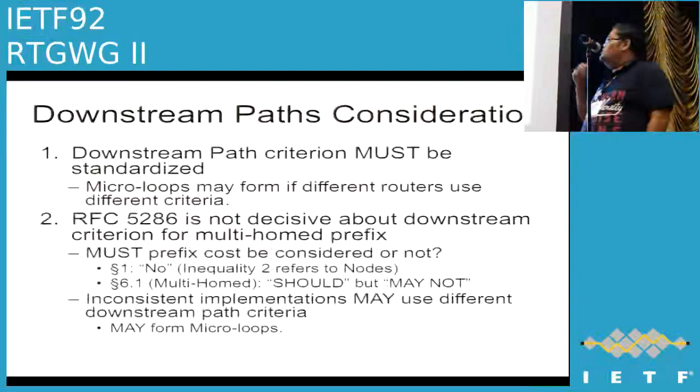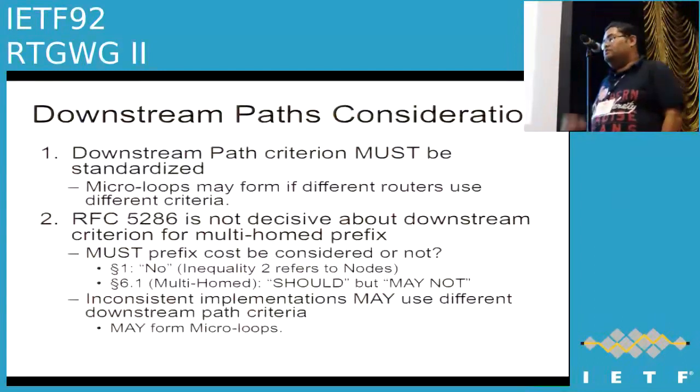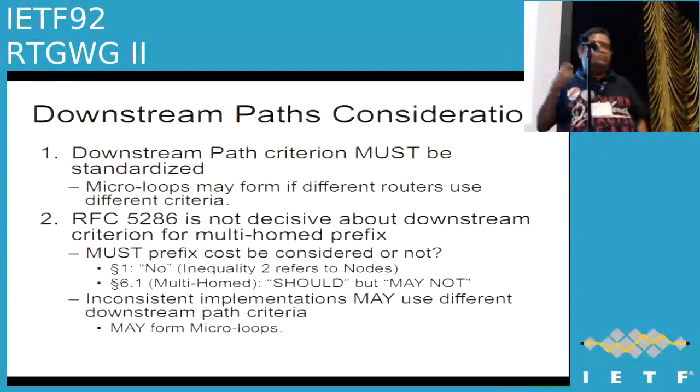Before I proceed to the update, there's a lot of text in this slide, but the gist is for the downstream path case. For the simple prefix, which is not the multi-home prefix, a single-homed prefix, RFC 5286 section 1 says you can have a separate set of inequalities, whereas section 6.1 for multi-home prefixes says you should do the downstream path check, but you may not. So there are some inconsistencies, and different implementations taking different directions may cause inconsistencies and might lead to some form of micro loops. With this context, I will go to the next slide, where there are some updates that we have put in the next version.